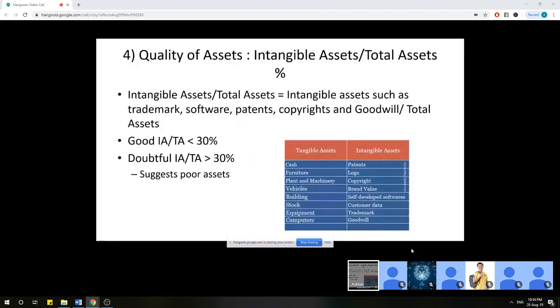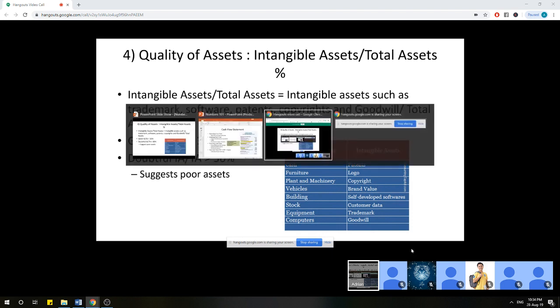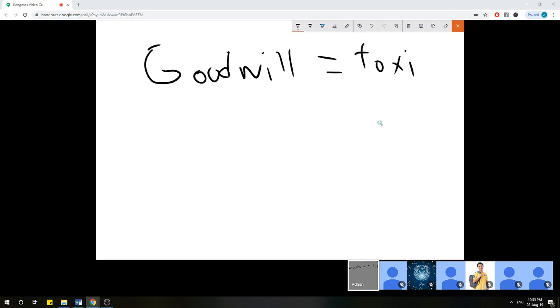And then last but not least is the intangible asset of total asset. As I say, intangible assets can be trademark, software, patent, copyright, and goodwill. I think I have to be wary of goodwill. Goodwill is the most toxic one. I think it is the most toxic item among all the intangible assets.